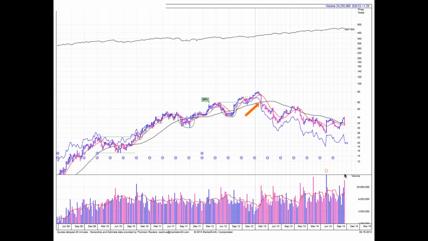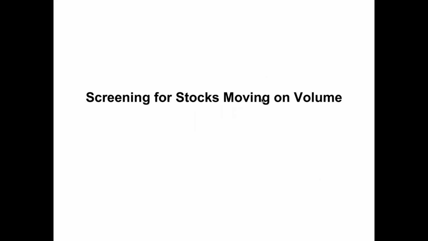Some more examples for you guys here. Stock's trending, then breaks below that 10-week. That's the critical point for the downside, and we're looking to exit the stock right there.